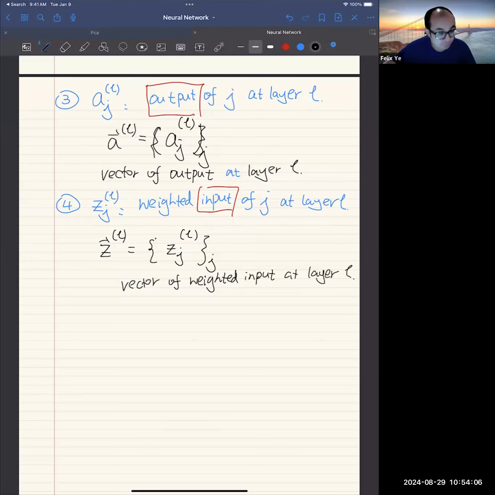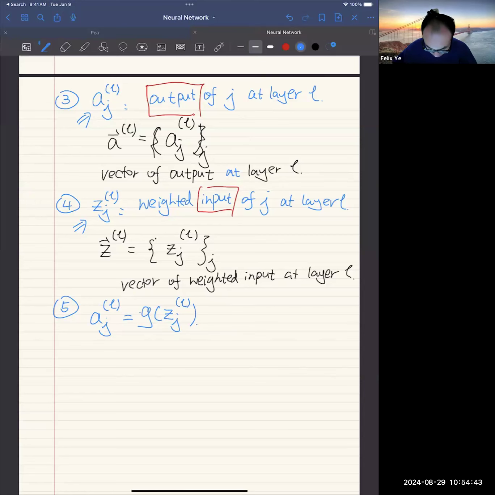What layer of L? All right. So then we have the connection between the input and output. This is my output here, this is my input here. So basically my output here is equal to some activation function of the input.